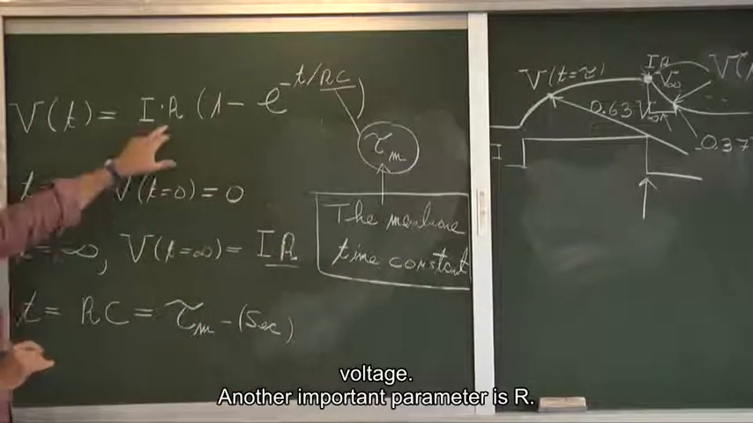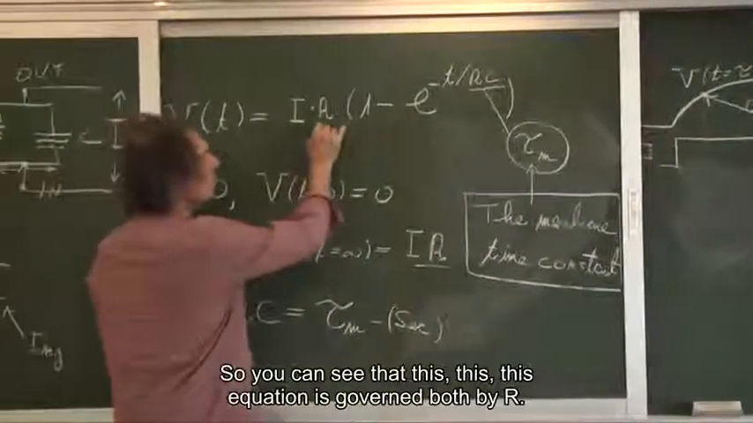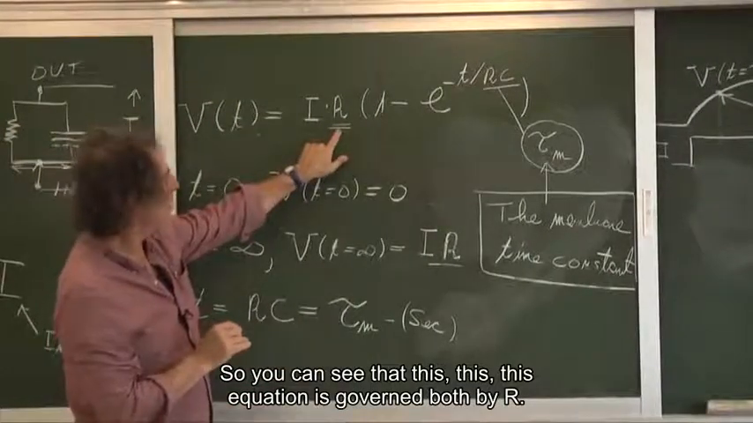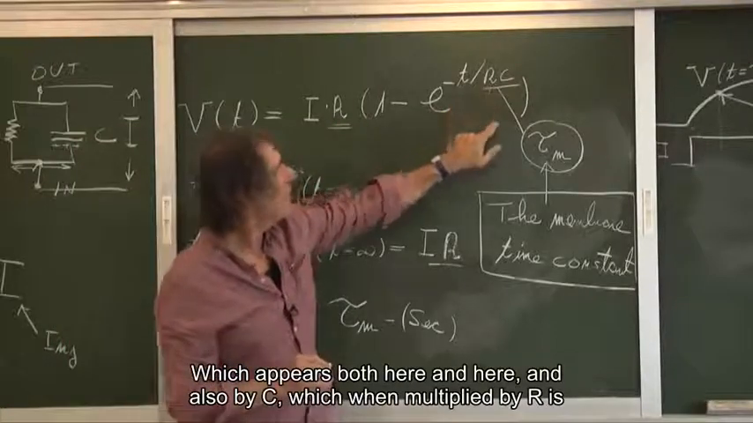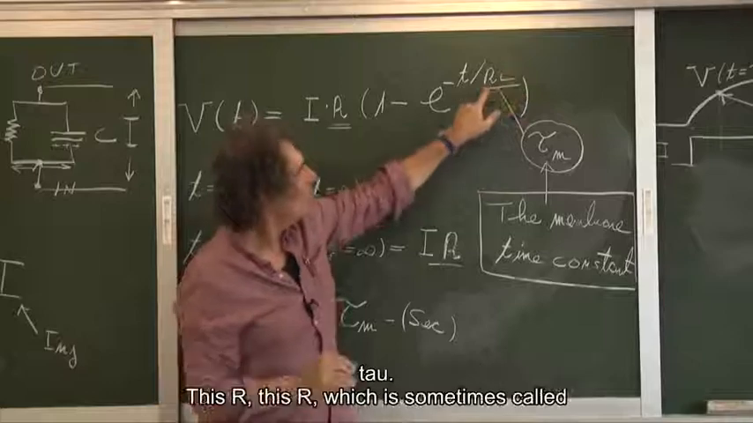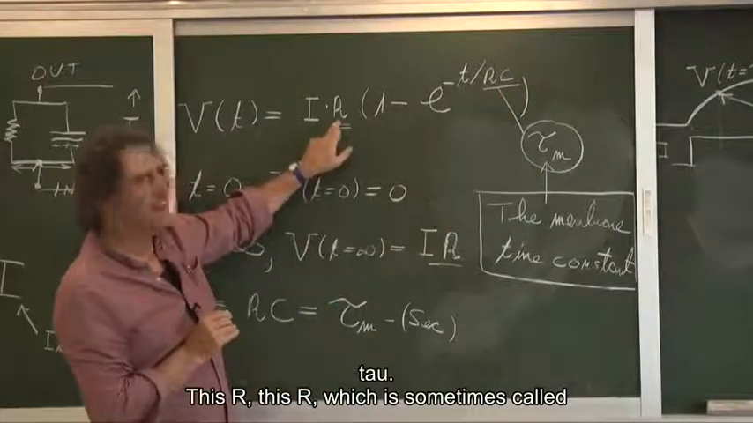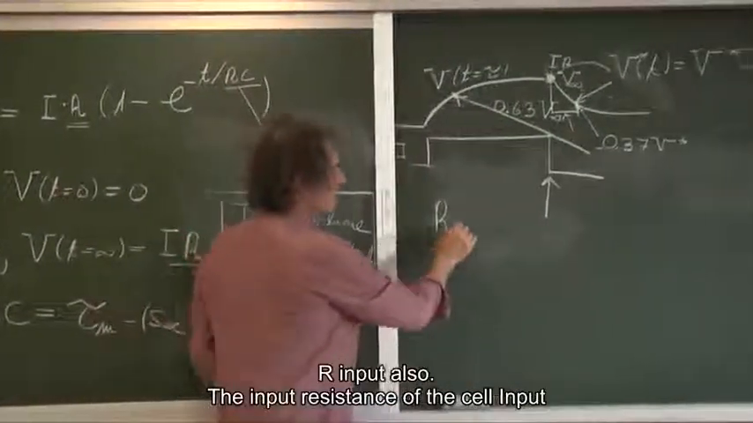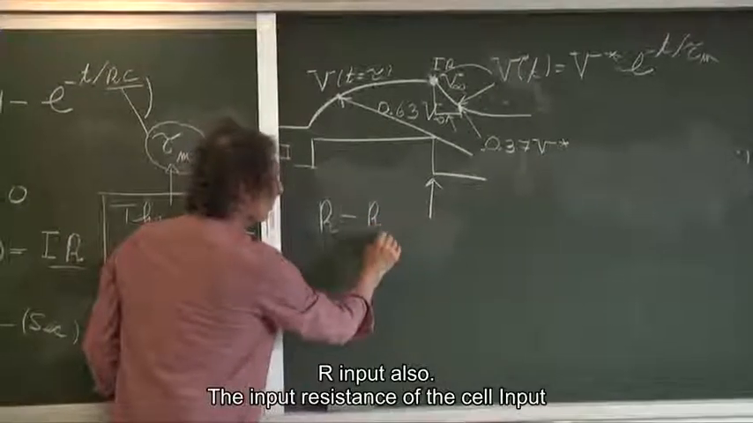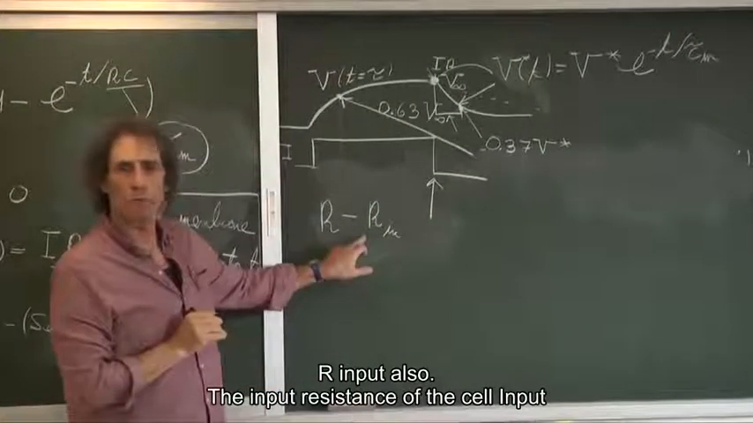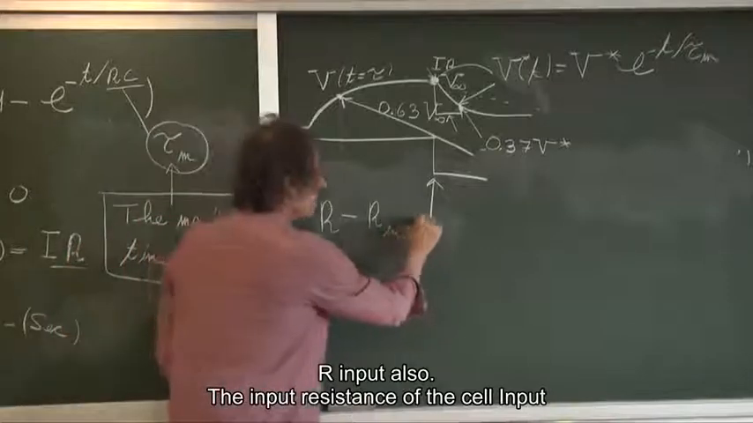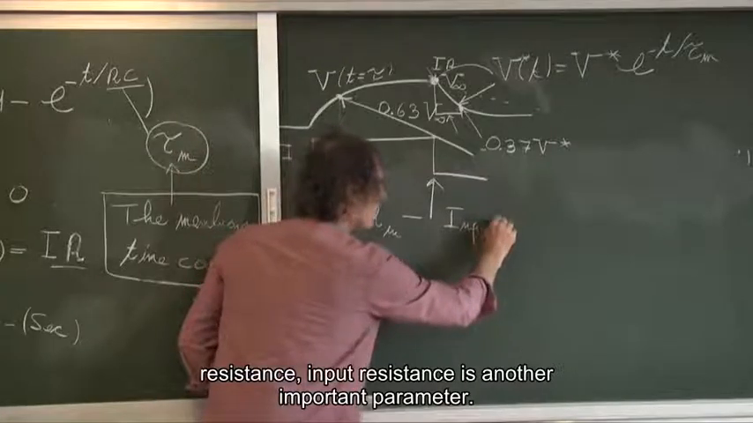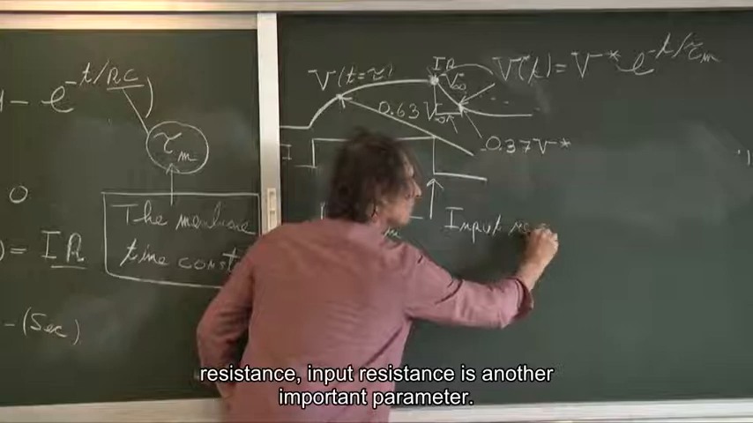Another important parameter is R. So you can see that this equation is governed both by R, which appears both here and here, and also by C, which when multiplied by R is tau. This R, which is sometimes called R input also, the input resistance of the cell. Input resistance is another important parameter.